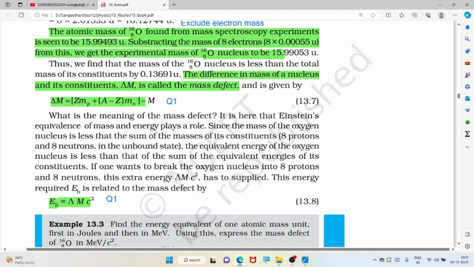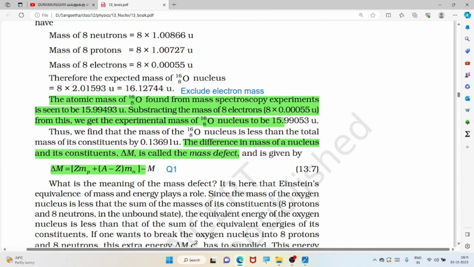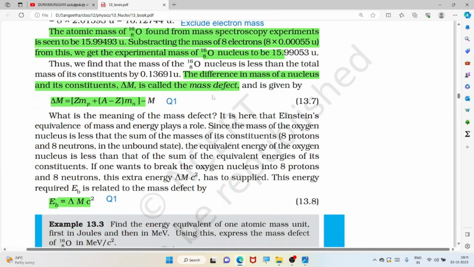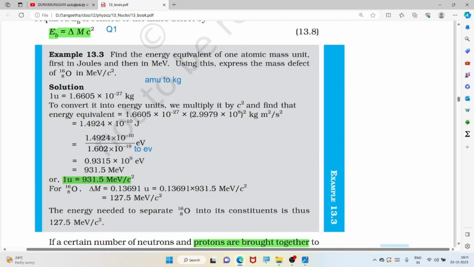The difference in mass of the nucleus and its constituents is called the mass defect. How is delta m related to the energy? The energy equivalent of 1 atomic mass unit, 1 u, how many mega electron volts? 1 u equals this many kgs.